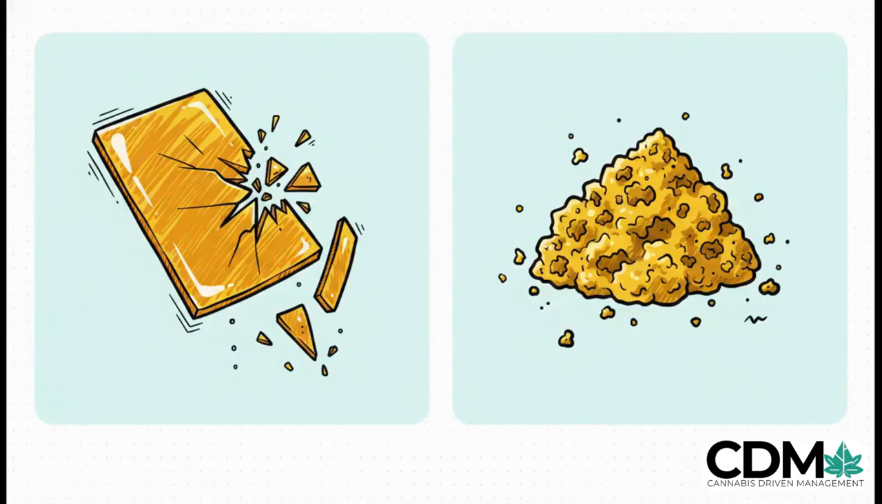Let's kick things off with the hard, brittle textures. First, you've got shatter, and it's named perfectly. It looks like a sheet of amber glass, and yep, it literally shatters. Then on the other side of the brittle spectrum, you have crumble. Think of a dry honeycomb that just, well, crumbles apart. It's kind of like feta cheese, if you need a visual.